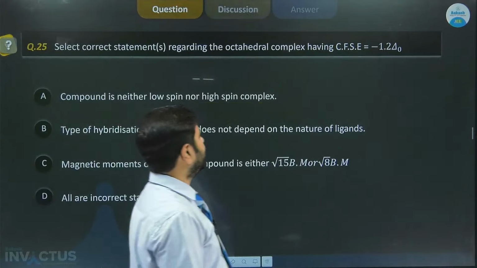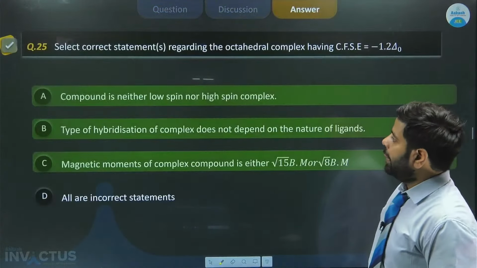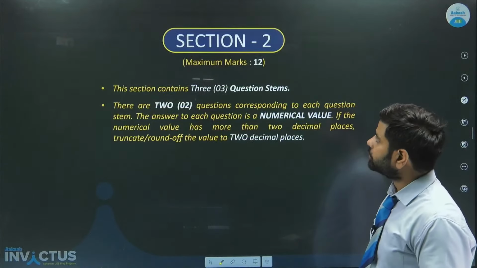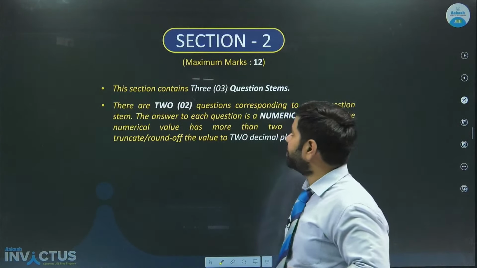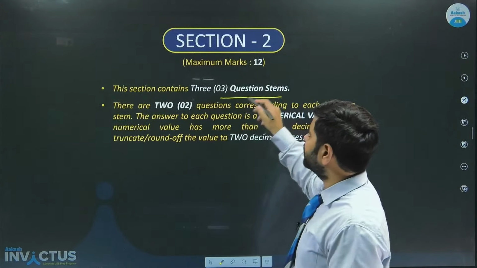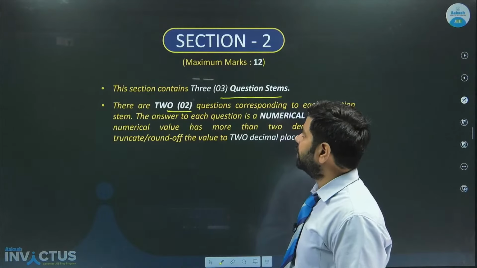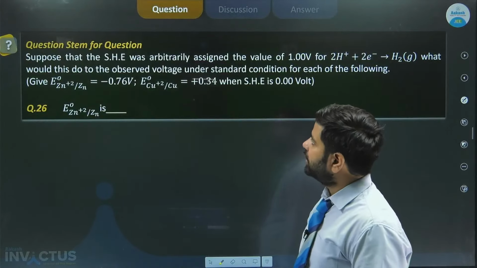Let's check the answer to this question. Yes, ABC is given. Now, this is section 2 and it contains 3 question stems. Each question stem will have 2 questions. Let's move on to the section.